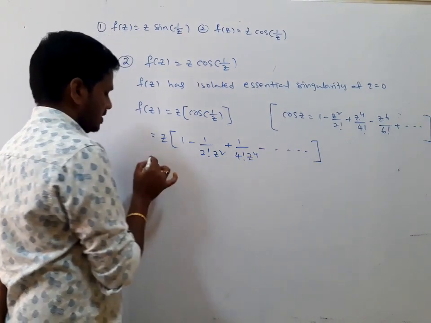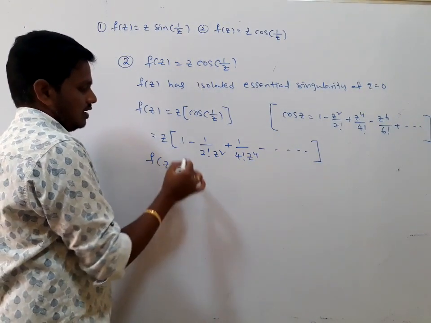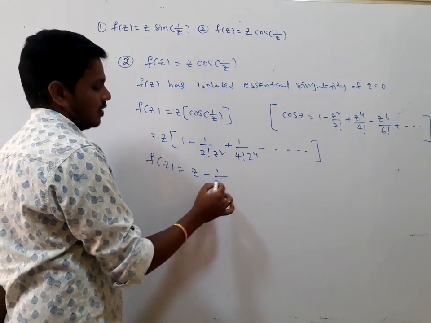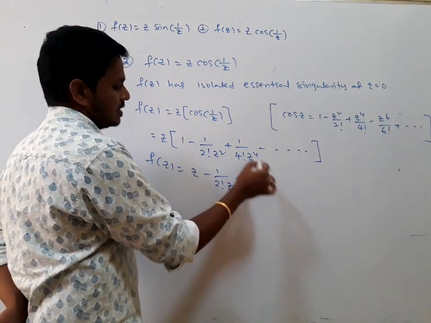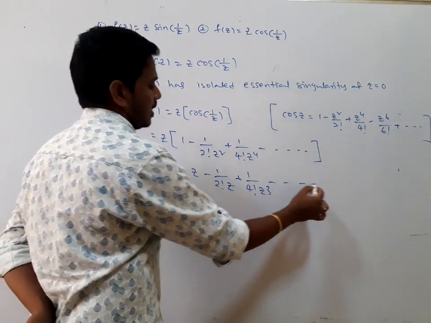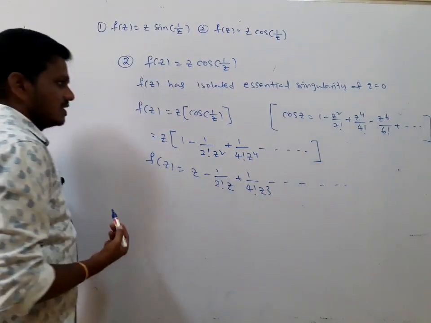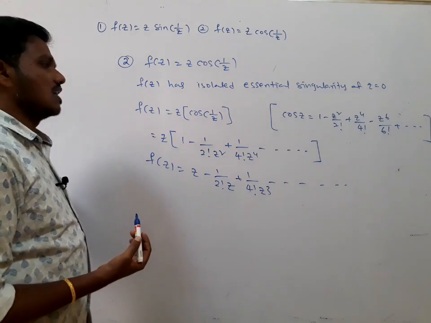So multiplying with z, here it is z, minus 1/2! into z/z^2, which is 1/z, plus 1/4! into z/z^4, which is 1/z^3, minus and so on. This is the Laurent series expansion of f(z) = z cos(1/z).